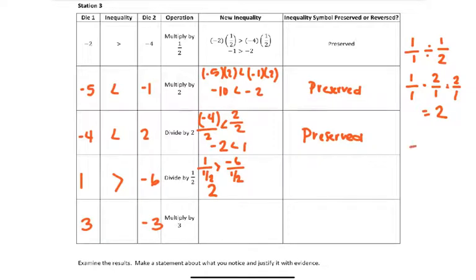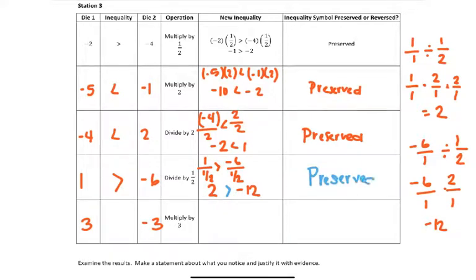Now let's do -6 over 1 divided by 1/2. Remember, we're going to flip that second fraction so that we are multiplying. So I end up with -12. On this side of my inequality, I've got -12. Now I have to ask myself, is 2 still larger than -12? And indeed it is. That means I'm going to keep my inequality symbol the same and say 2 is greater than -12. That makes it a true statement, so my inequality symbol was preserved. I'm going to add that in there.